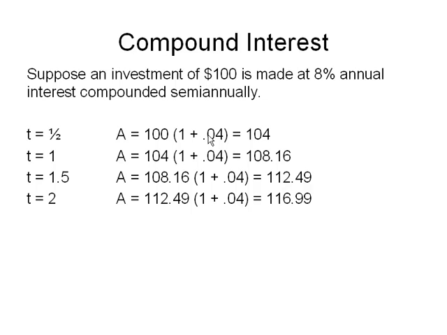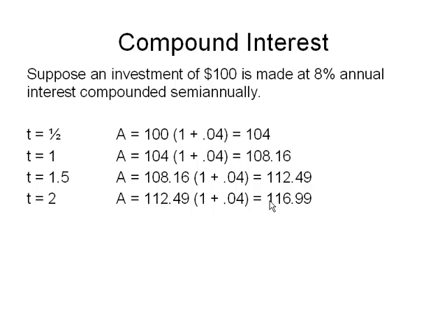I think if you look at that, now you'll see what the pattern is. There was a mechanical pattern last time, but now you see that each period, so each half year, we're multiplying by 1 plus 0.04 or 1.04. So if we start at 100, multiply by 1.04, we get 104. Multiply that by 1.04, we get 108.16. If we multiply that by 1.04, we get 112.49, and that by 1.04 gives us 116.99.